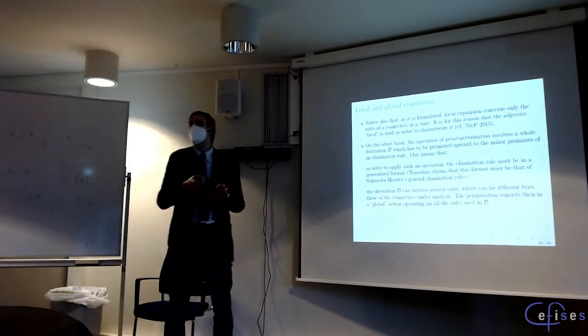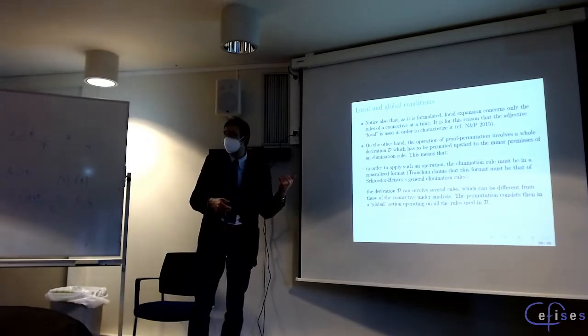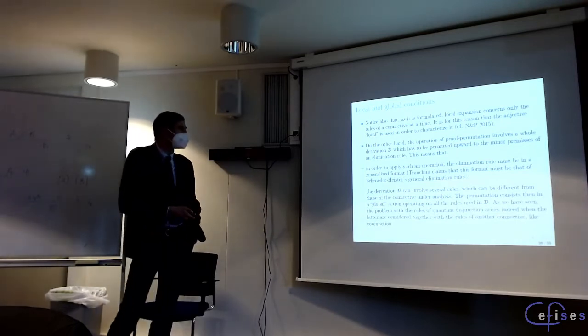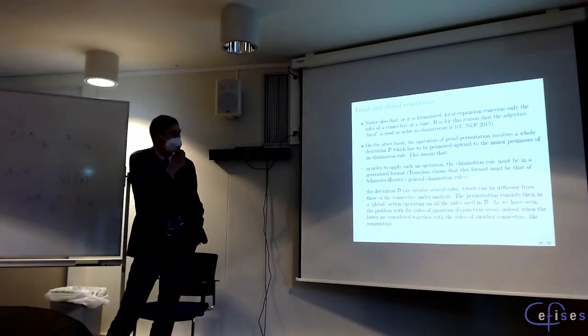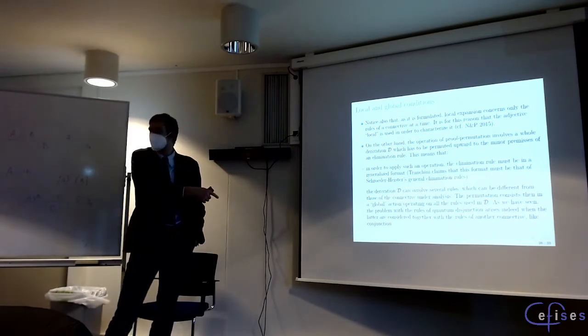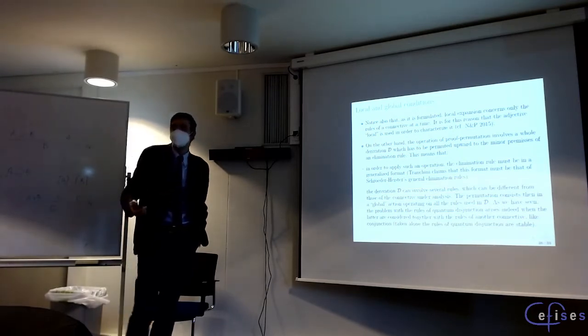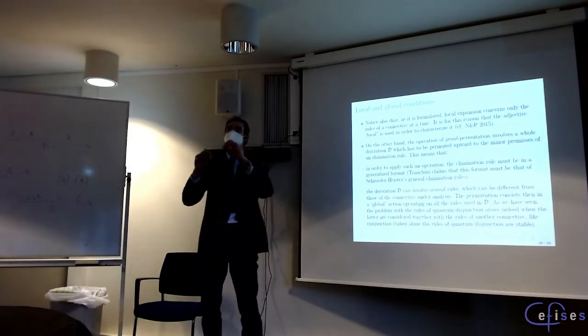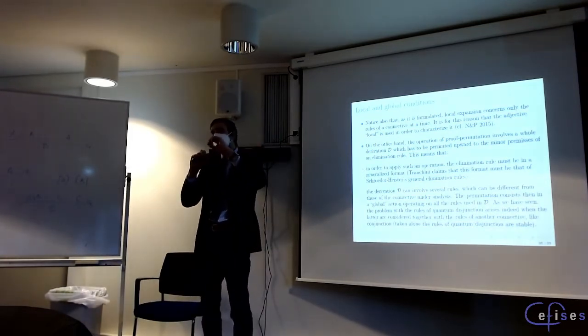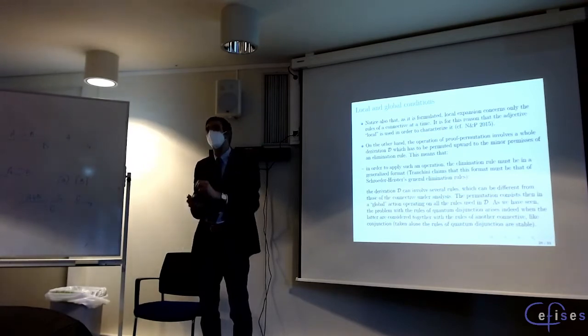You are no more reasoning only on the rules of a particular connective, but you can have many other rules of different connectives, as it was the case for the conjunction, right? As we've seen, the problem with the rules of quantum disjunction arises indeed when the latter are considered together with the rules of another connective, conjunction. Why? If taken alone, they are stable. Okay? So what I'm trying to point out is that local completeness is really a local property, concerns one connective at a time. The other property, the property of permutation, is something more global.